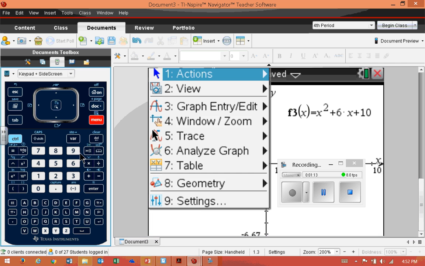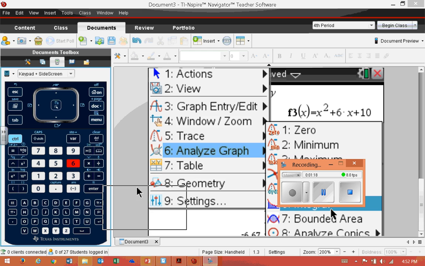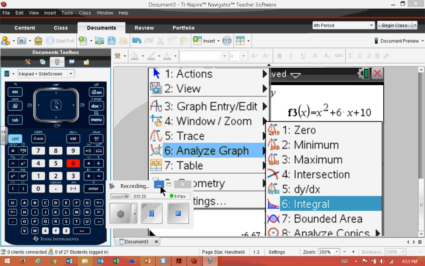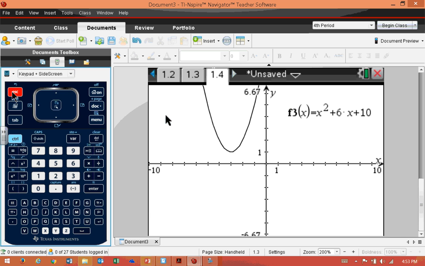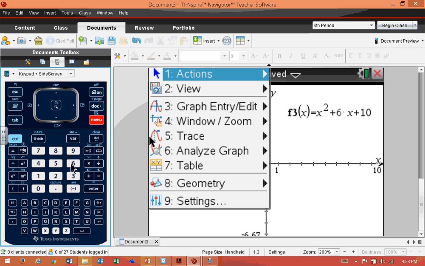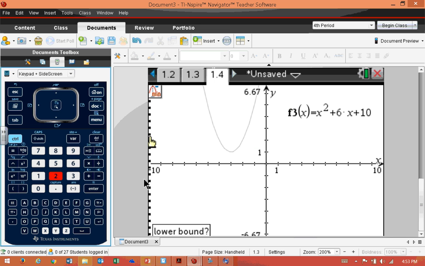Menu, 6. And you can't see it for my recording arm. Let me get rid of this recording thing, move that over. Okay, let me go backspace a little bit. So again, menu, 6 and 2. Menu 6, 2 will give me the minimum.